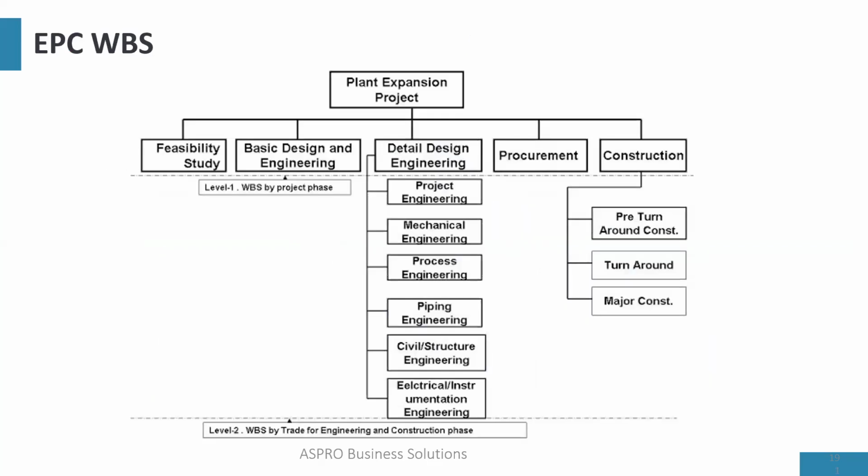Another way is by using phases. So you can use the phases of the project to create the WBS. Now, if you look at this and study it very carefully, you find out that this is one phase, this is another phase, and this is another phase. How do I know that? Look at EPC, it means engineering. You can see basic design and engineering, detailed design. So this is one phase, then procurement, P, then construction. So you can see the 3 phases.